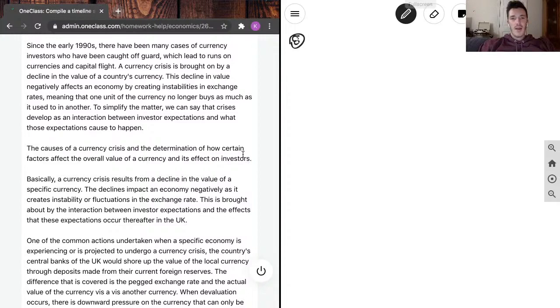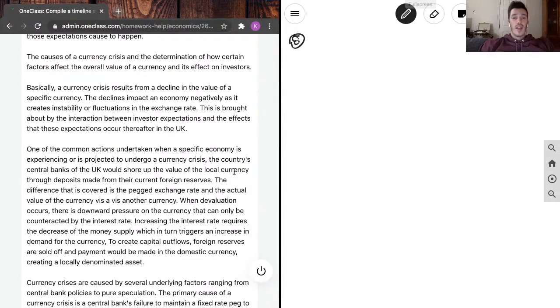To simplify the matter, we can say that crises develop as an interaction between investor expectations and what those expectations cause to happen. This is in part why Canada essentially pins the Canadian dollar to the US dollar and aims to keep it, it's worth about 75 to 80% of that of the US dollar.